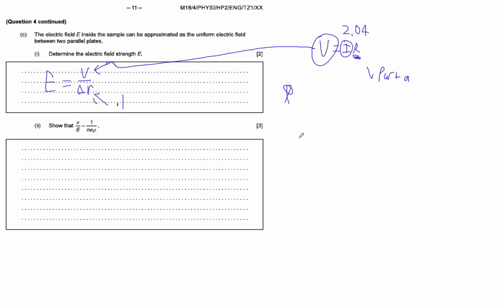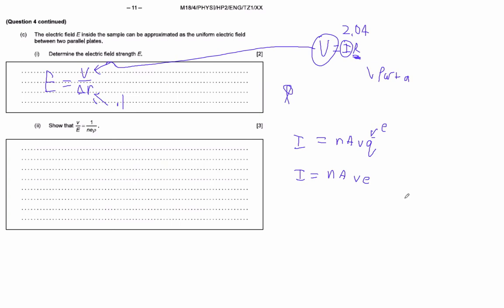We know that I is equal to n A v times Q. And then Q is e, like the charge of the charge carriers is e. So we're going to plug in an e for that. So I equals n A v times e.